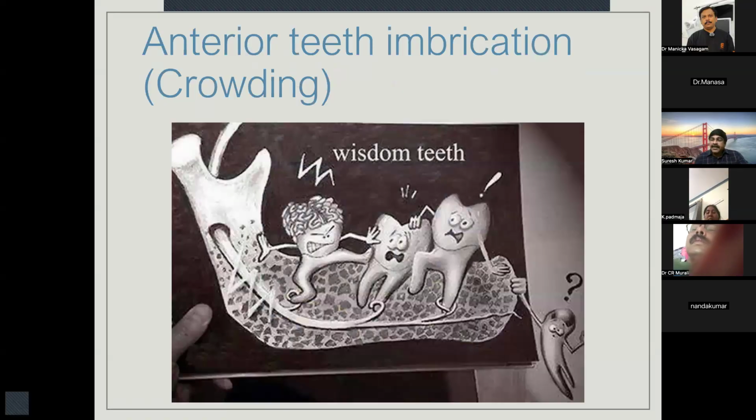And then one other situation is causing anterior teeth imbrication, otherwise lower anterior crowding. Suddenly the patient will find there is some crowding of the lower anterior teeth. Initially it used to be very nice. At the age of around 19-20 years, suddenly the teeth were going front and back, and there is a malalignment of the lower anterior teeth alone. So patients will be a little bit confused why this happened.